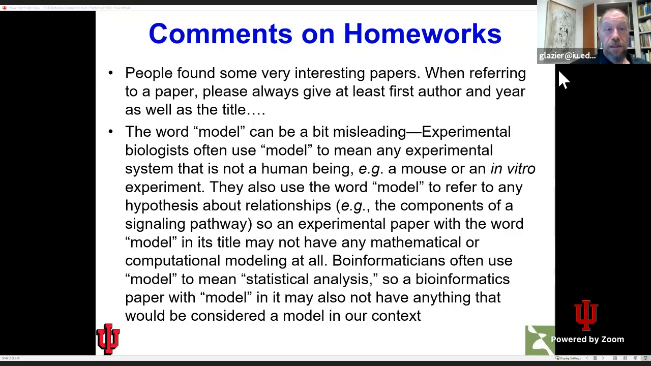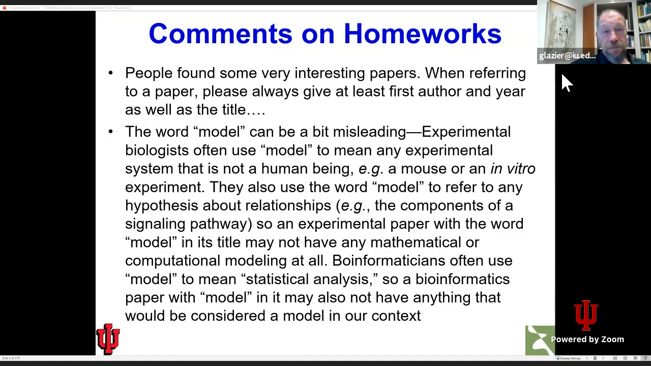When people do find papers, it's very helpful to give a formal citation, year, authors, and so on, because sometimes the title of the paper is insufficiently definitive for me to figure out which one you're talking about. So please do that.